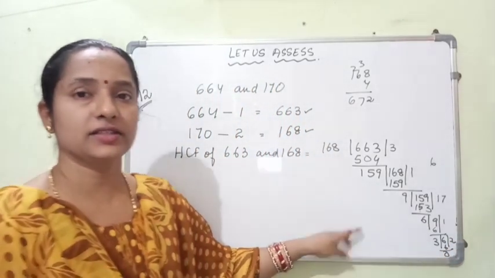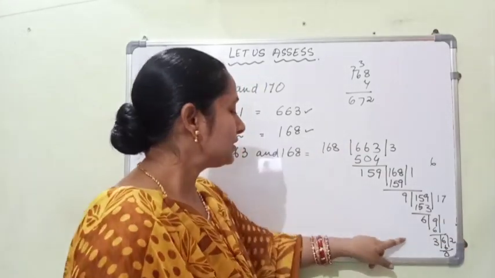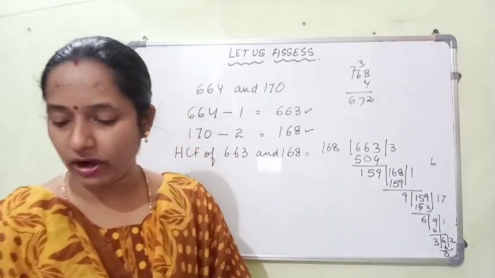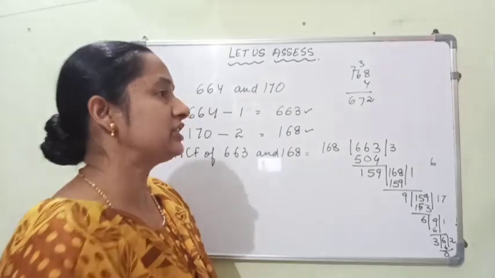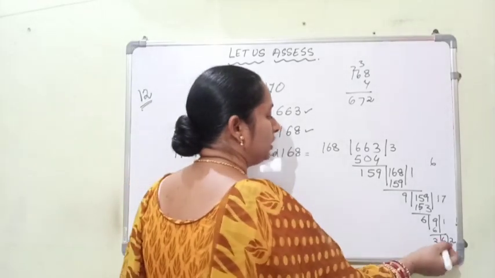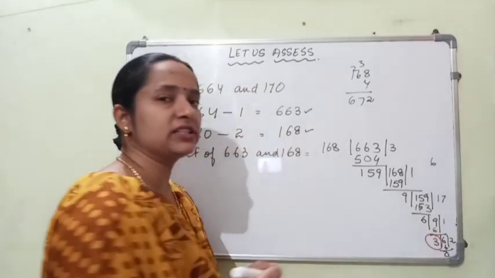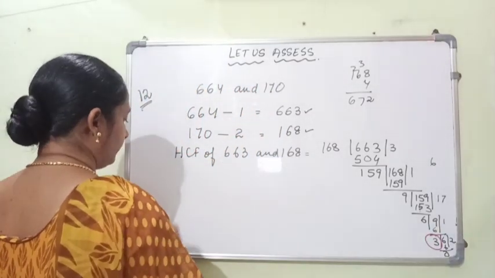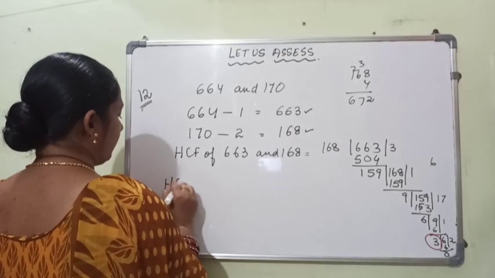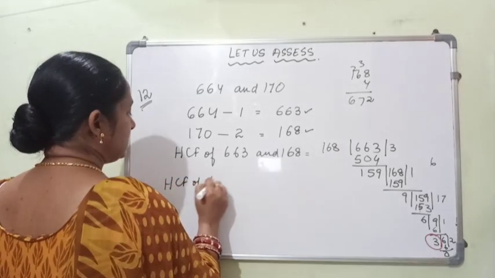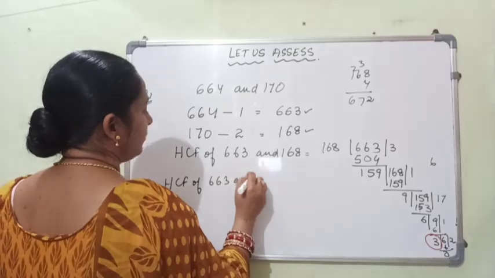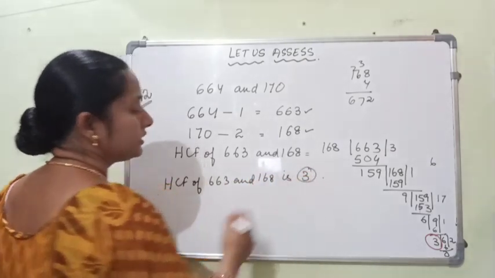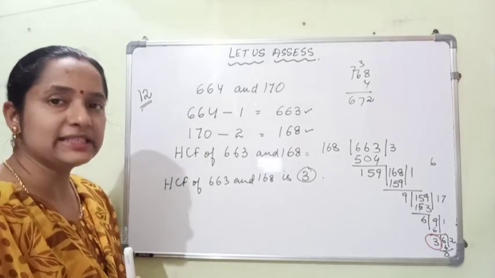Can you find it? See how it is going. So here finally we got 0. Okay, what is the divisor that gave us the remainder 0? 3 is the divisor that gave us the remainder 0. So therefore HCF of 663 and 168 is 3. Right? So 3 is the greatest number.